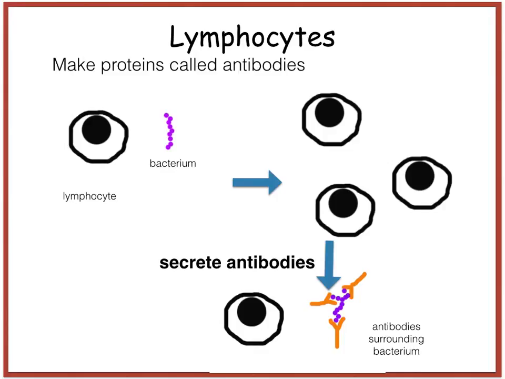Now, this process takes time, so it may take a while for the right lymphocyte to recognize the pathogen, and then a few days for it to produce a big enough clone to make enough antibody to kill the pathogen. So in the meantime, the pathogen breeds, and this makes you ill. So eventually, however, the lymphocytes get the upper hand and you get better.